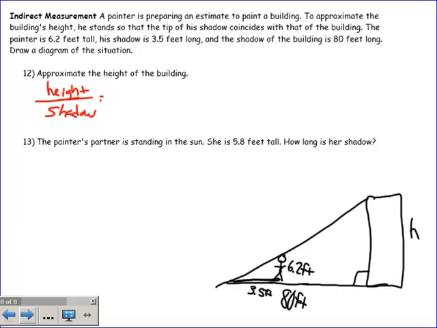So we're talking about two things. We're talking about the person. The person's 6.2 feet tall. Their shadow is 3.5 feet long. We don't know how high the building is. We know its shadow is 80 feet, which is pretty big.